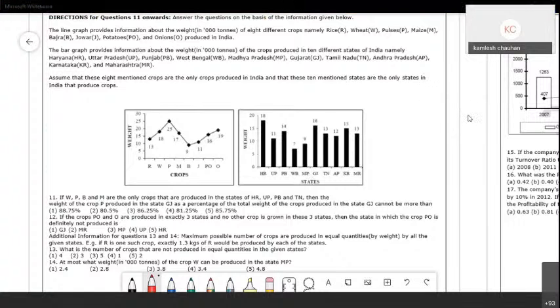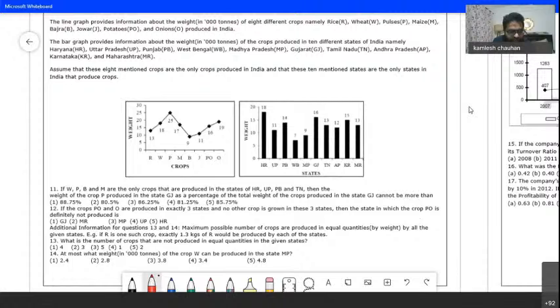Okay, so everyone, let's read the question. Understand the question first. I am sure you must have read the whole part which is given in the question. I'll read the question and understand what we are supposed to solve. Question number 1: W, P, B and M are the only crops that are produced in the states HR, UP, PB, and TN. So if you see, I'll write the numbers according to each of these. So I'll write 18. P is 25, B is how much? 9, and M is 17.